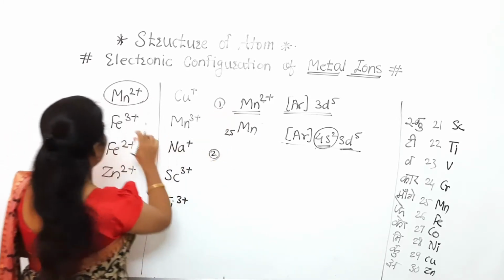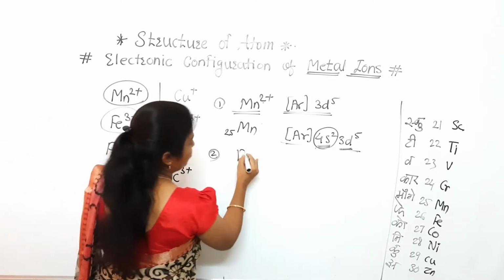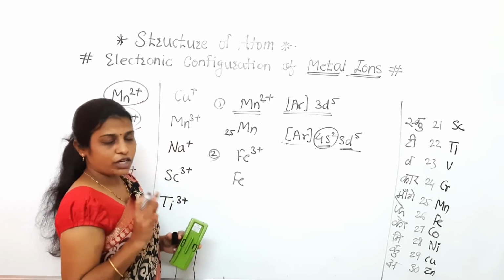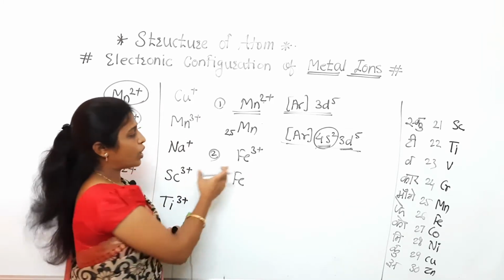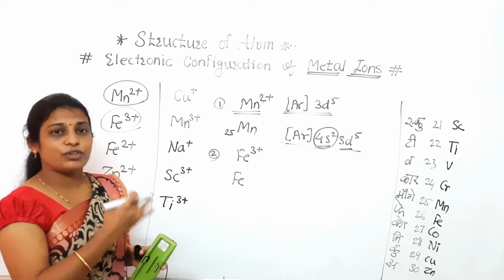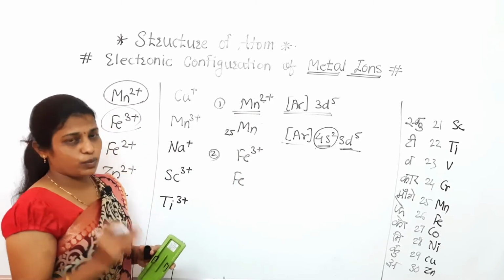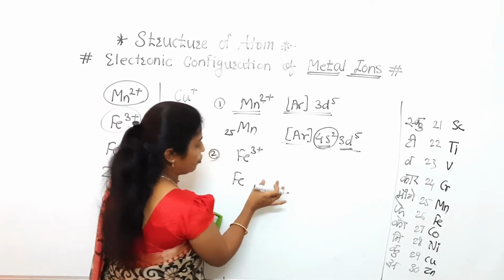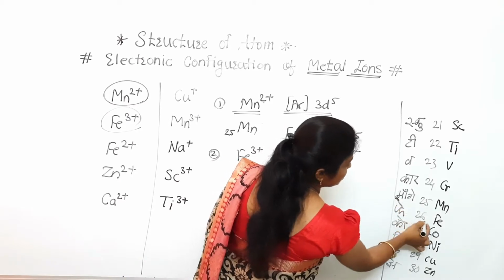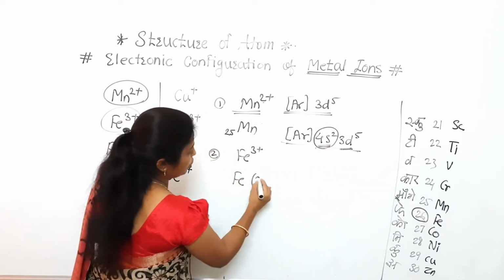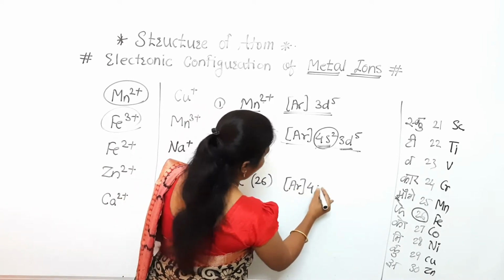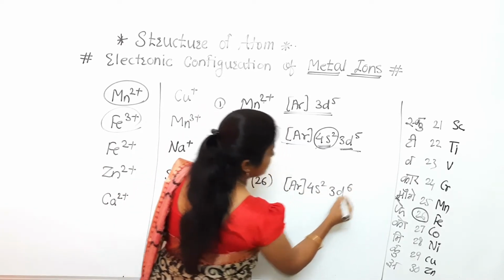Now see the second one: Fe3+. For Fe, we have to write the electronic configuration first. Every time it is not necessary to write the neutral one and then the ion, but for our practice, since we are newly practicing this, it is very important to write the electronic configuration of the neutral atom and then the ion. Fe has atomic number 26, so its electronic configuration will be argon 4s2 3d6.